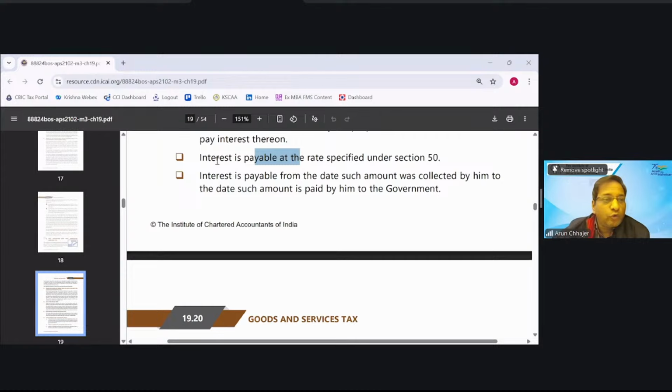Answer is in no case. There is no case in which 24% is applicable. Earlier, there was 24% interest on the ITC, but that has also been retrospectively amended, and the interest is now 18%.